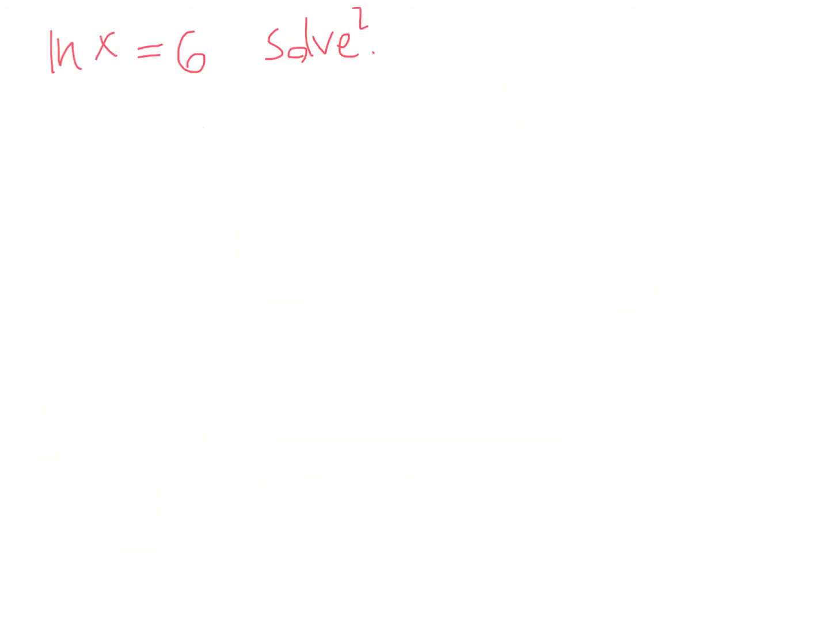All right, so here we have an equation, natural log of x equals 6, and we want to solve. And notice that our variable x is the argument of the natural log. And so we need to find a way, how can we undo the natural log so that we have x alone and we can solve for it.